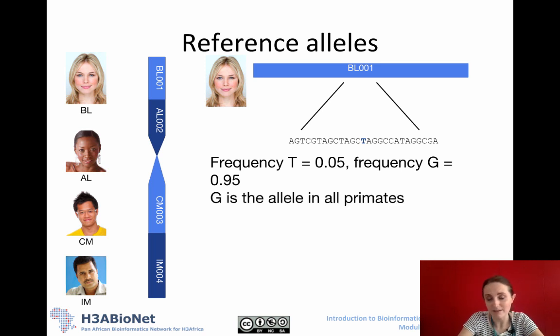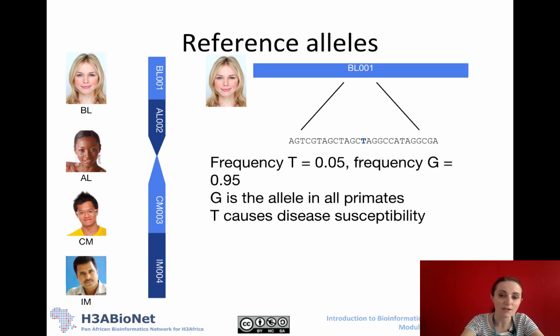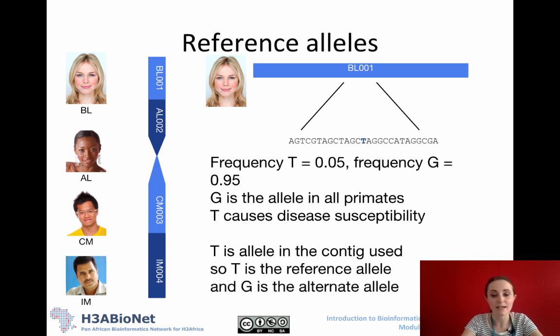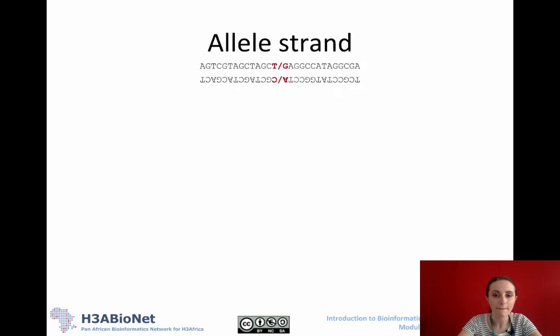And it could be that the alternative allele is also the ancestral one, because it's found in all primates. It could be that the allele she has causes some kind of disease susceptibility. But because that's the allele in the contig used, it is classified as the reference allele, and the G is classified as the alternate allele. This is the standard convention that is used. The reference is always whatever happens to be in the genome. And we quote those alleles as reference/alternative.